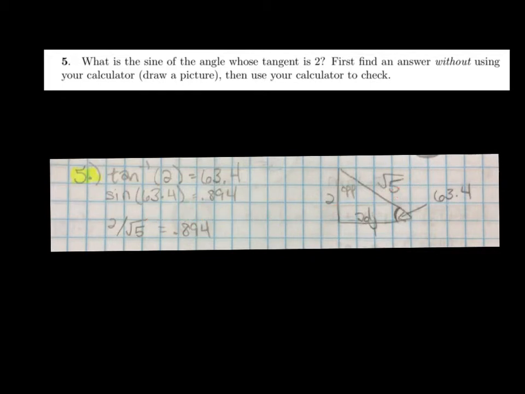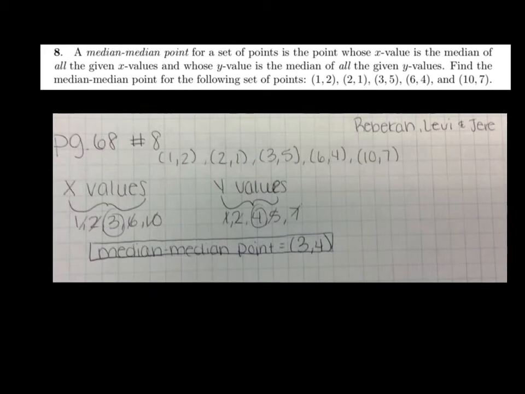A median point for a set of points is the point whose x value is the median of all the given x values and whose y value is the median of all the given y values. Find the median point for the following set of points: (1, 2), (2, 1), (3, 5), (6, 4), and (10, 7). So what we did is we found the median of the x values, which ended up being 3, and then we got the median of all the y values, and it ended up being 4. So the median point would be (3, 4).